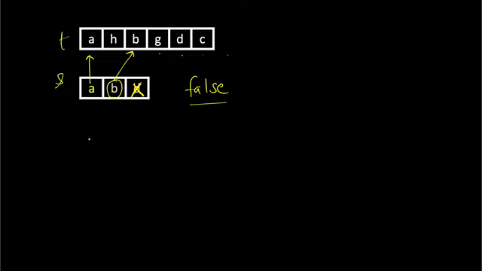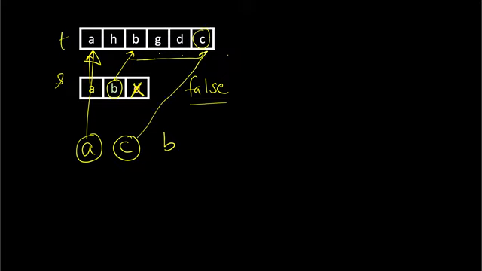Similarly, let's say we are given A, C, B. So we see if A is present, yes, it's here. Then we look for C. We continue. We found C here. And then we look for B, but we see that there is no character left, so we return false.